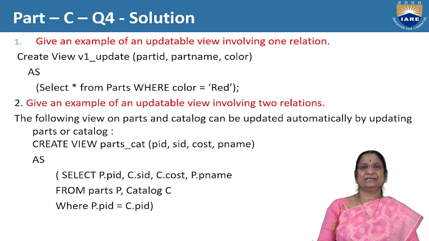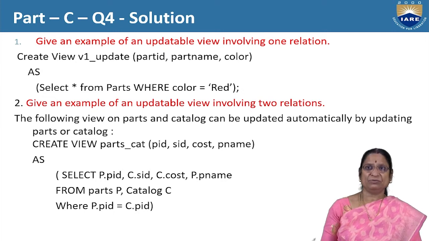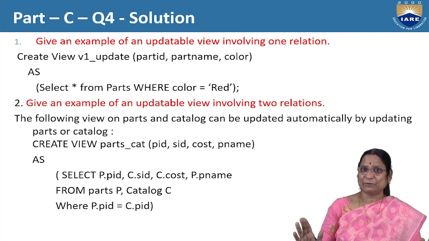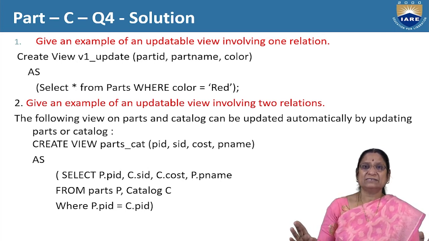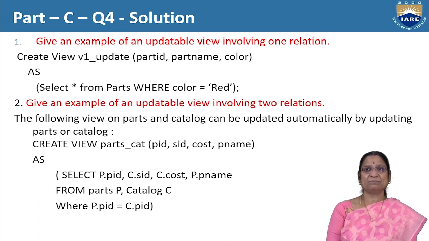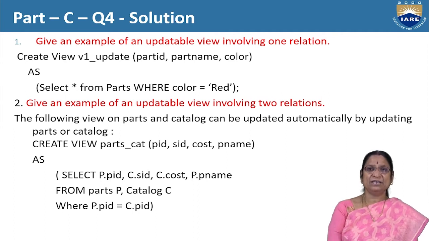Second one, give an example of an updatable view involving two relations. So we can use two relations, no problem, but those two relations must be joined properly. In such a way we have to consider. When you are using theta join, etc., in such cases certain problems may occur. But with natural join, if the data is not available for us, null will be considered for the attributes for which the data is not available.